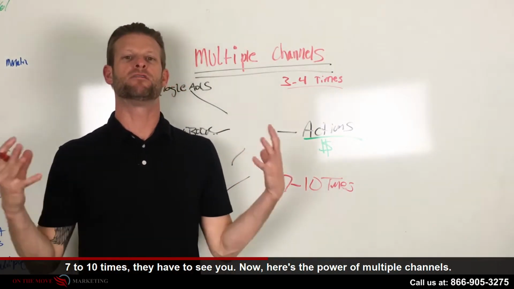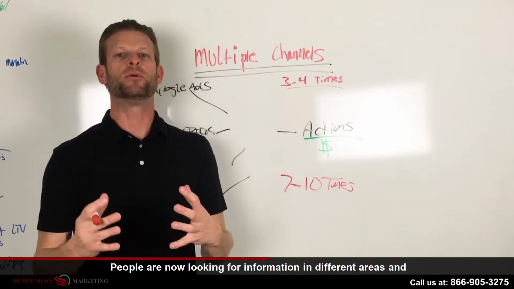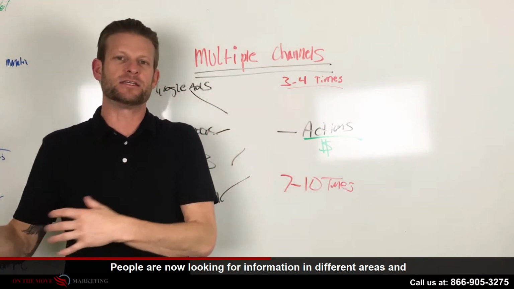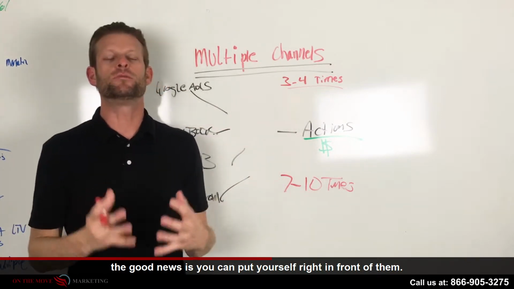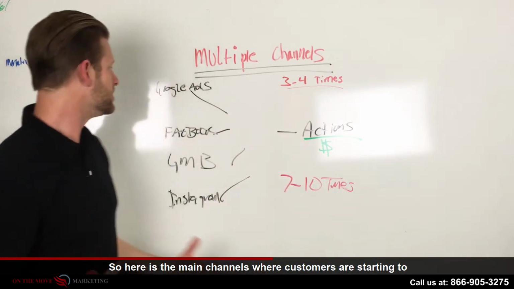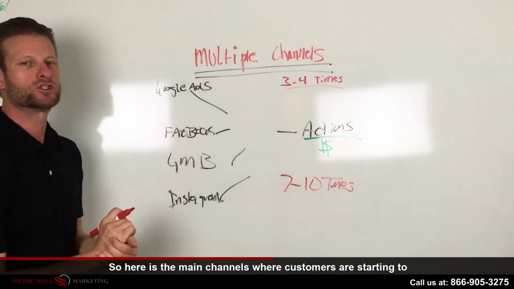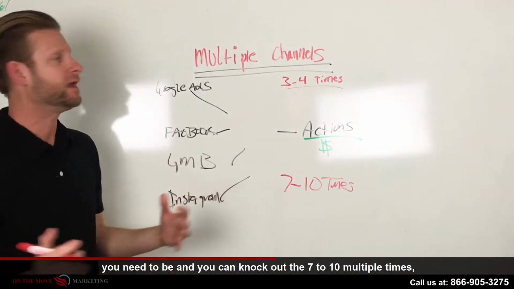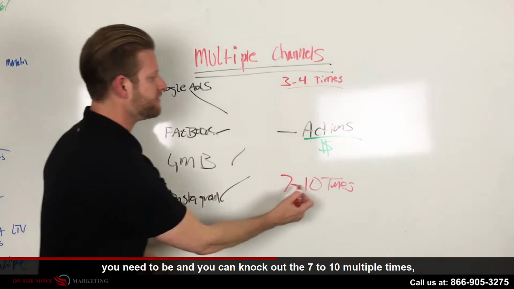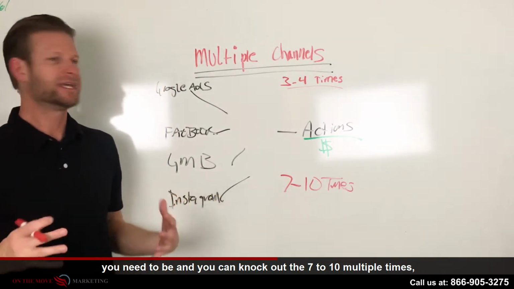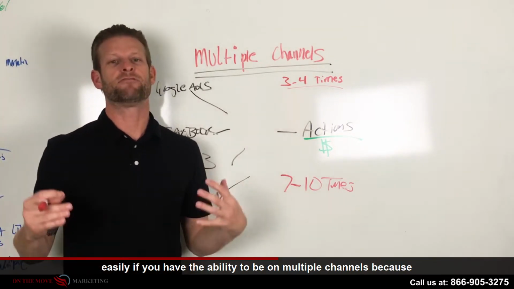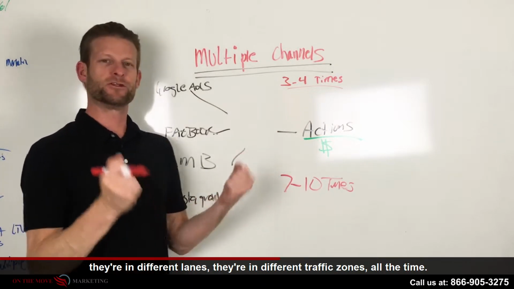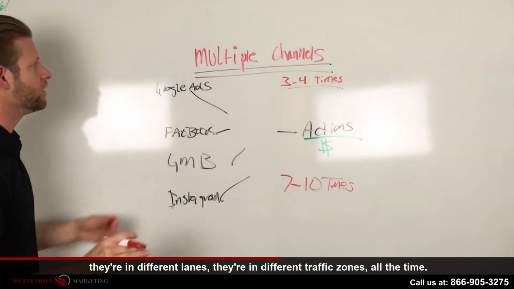Now, here's the power of multiple channels. People are now looking for information in different areas, and the good news is you can put yourself right in front of them. So here are the main channels where customers are starting to go. They've been going there for a while, but this is where you need to be. You can knock out these 7 to 10 times easily if you have the ability to be on multiple channels, because they're in different lanes, in different traffic zones all the time. So how do we do that?